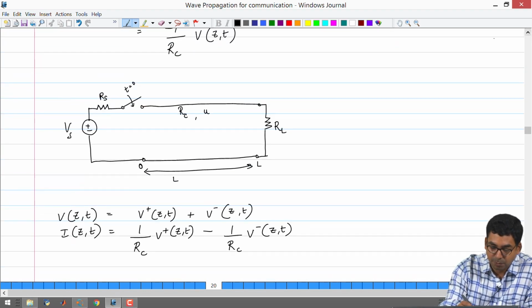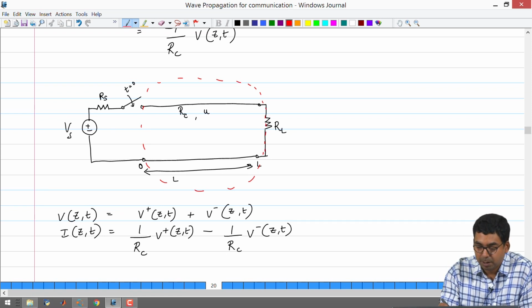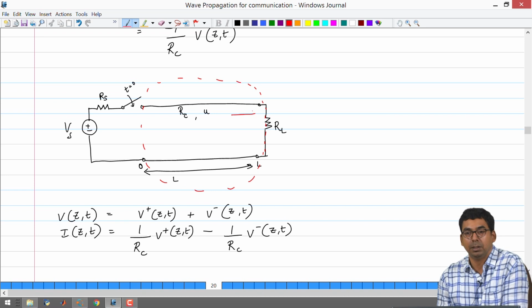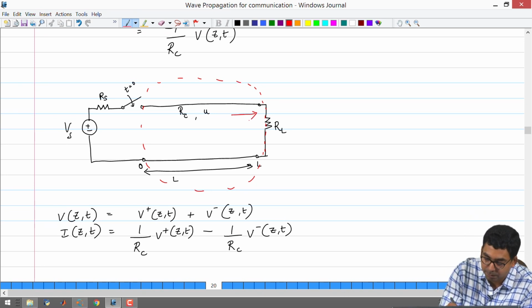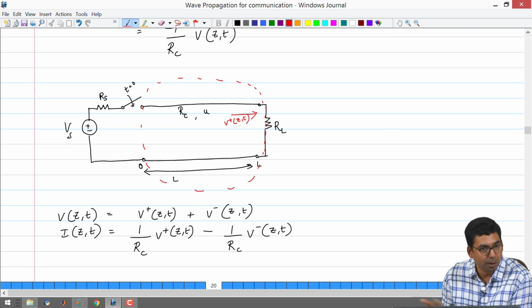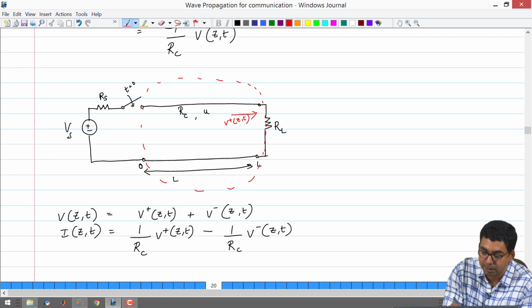Okay. Let us focus on this part. Let us more closely look at the load end, all right. You will be having some forward voltage going towards the load. We can call this V plus of z comma t. Since this is a finite transmission line of length L, you will have some backward travelling voltage after it hits the load. So, we can call this V minus of z comma t.